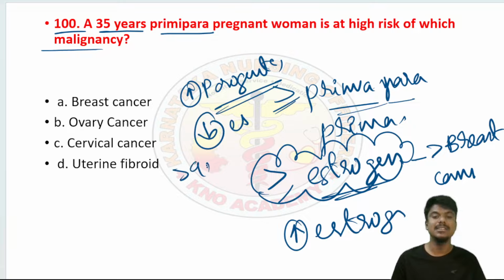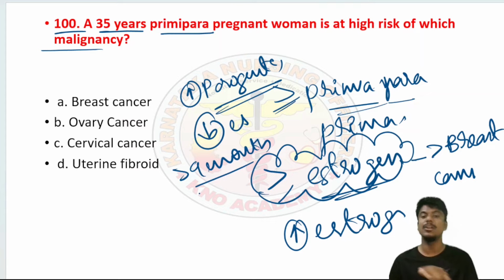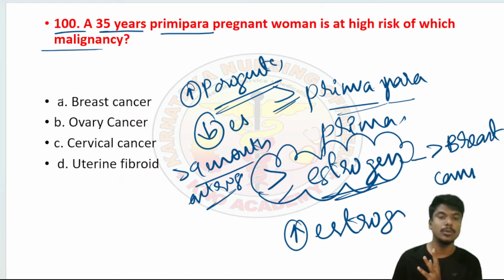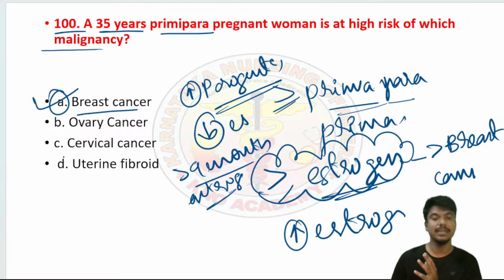Around 9 months there will be a conceived period, so for 9 months they will not be having any exposure to estrogen. So that's why primiparous women are more prone to get breast cancer. So option number A is the right answer.